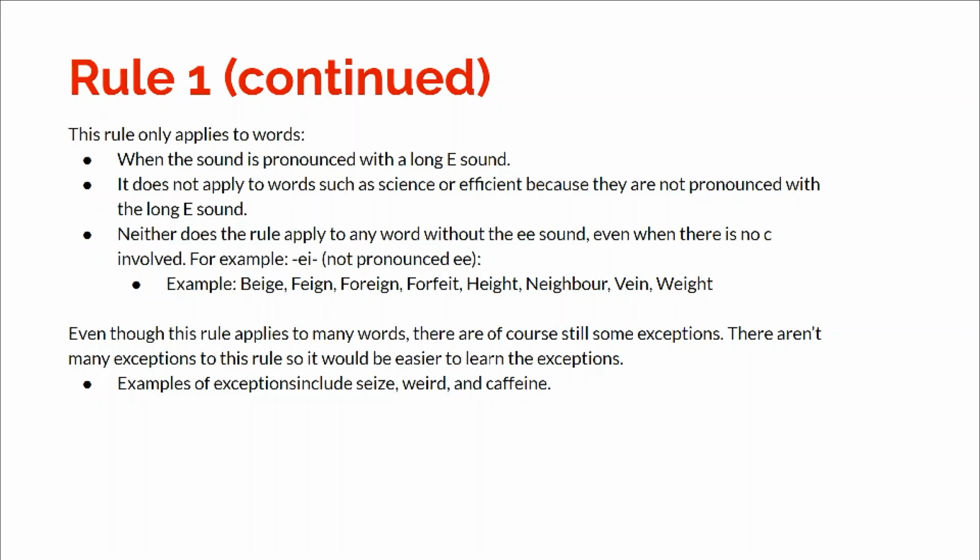For example, the A sound, which isn't pronounced EE. For example, beige, feign, foreign, forfeit, height, neighbor, etc. So, if you hear the A sound, it's not going to be applied to this rule.